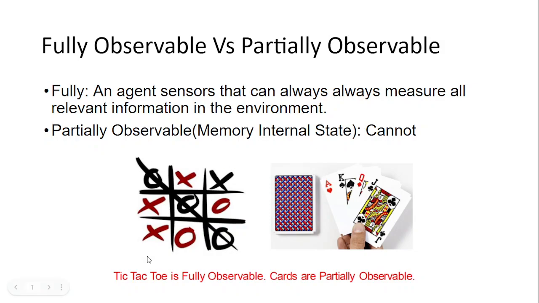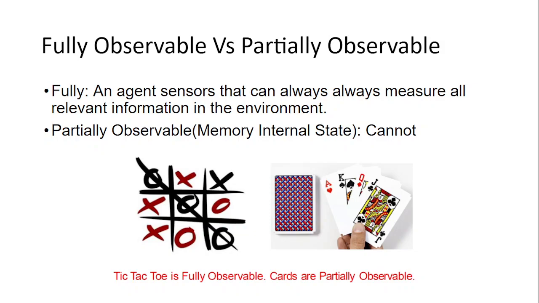For example, in tic-tac-toe, you can see the entire board, and you can see all of the options available. So tic-tac-toe would be fully observable, and cards would be partially observable because the agent who's playing the game can only see what he or she or it has in its hand, and it cannot see the rest of the cards. So you can't possibly know the future states. You can't possibly know how the game would turn out.